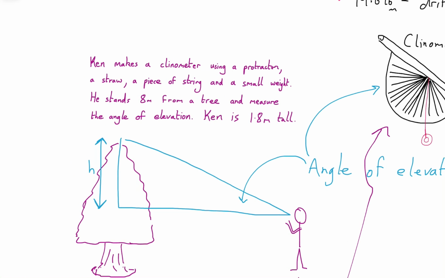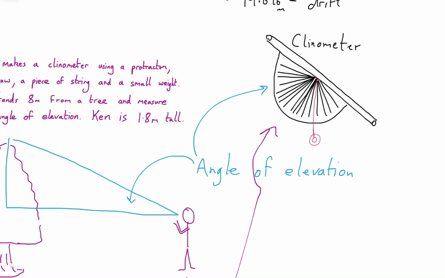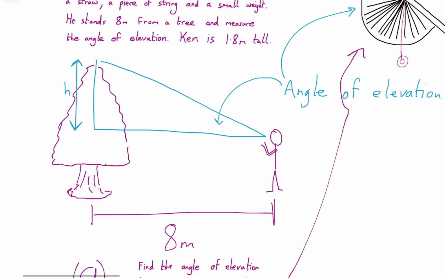Ken makes a clinometer using a protractor. A straw, a piece of string, and a small weight are used. Okay, so we can see we have the protractor drawn here, wonderful artist, the straw, and the weight and string are here. So all the bits of the clinometer, hopefully we understand that. He stands 8 meters from a tree. Okay, that's in the diagram. You can see the 8 in the diagram.